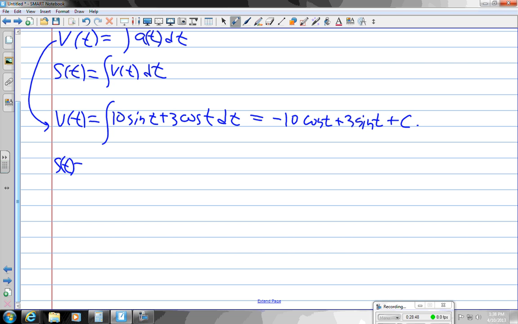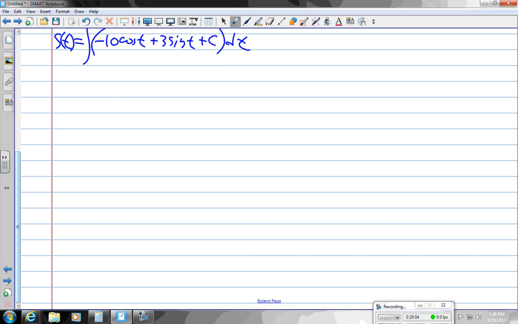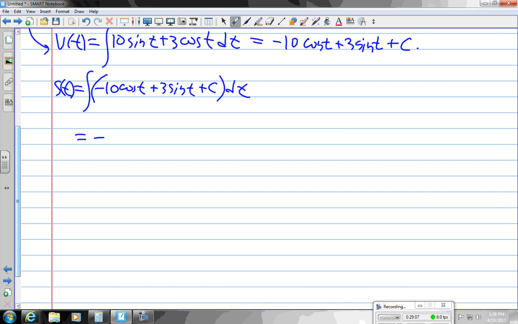So the position will be the integral of velocity. So I'm going to integrate the way this function is written, keeping that constant c. So then we get -10 sine t minus 3 cosine t plus c is a constant, so the antiderivative of c is c times whatever variable we have, which is t, but then plus some other constant. That constant most likely will be different from c, so let's call it d, whatever.